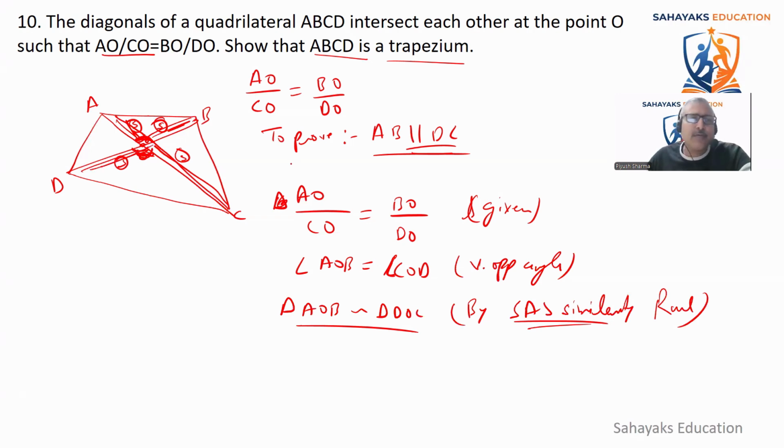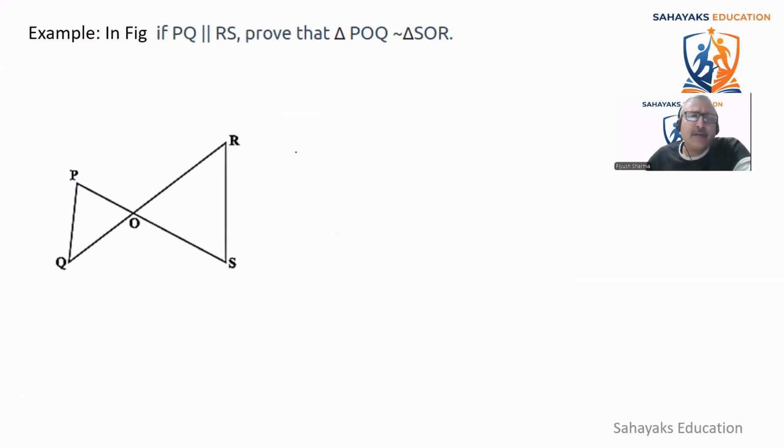Okay, coming to the next one. In the figure, PQ is parallel to RS. Okay, this line PQ is parallel to RS. Prove that triangle POQ is similar to triangle SOR. So how to prove it? Now we know that this angle is equal to this angle. This is one, this is one. Yes or no? Yes. Why? Because they are vertically opposite angles.